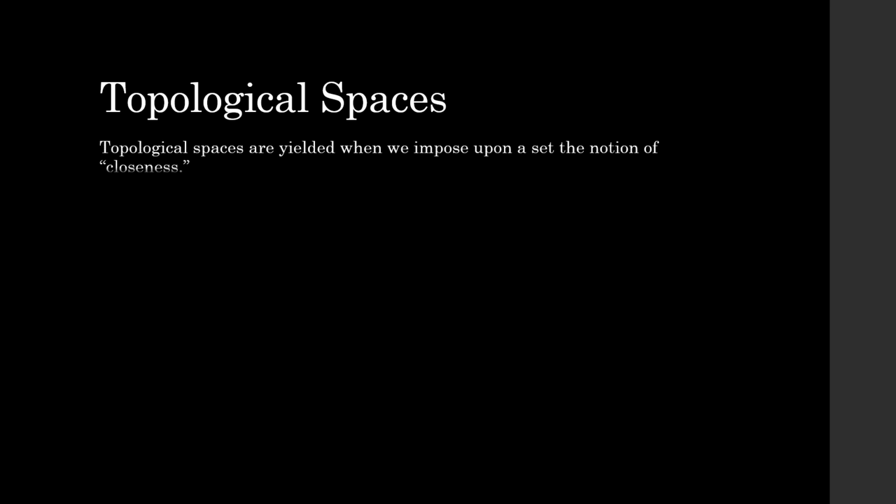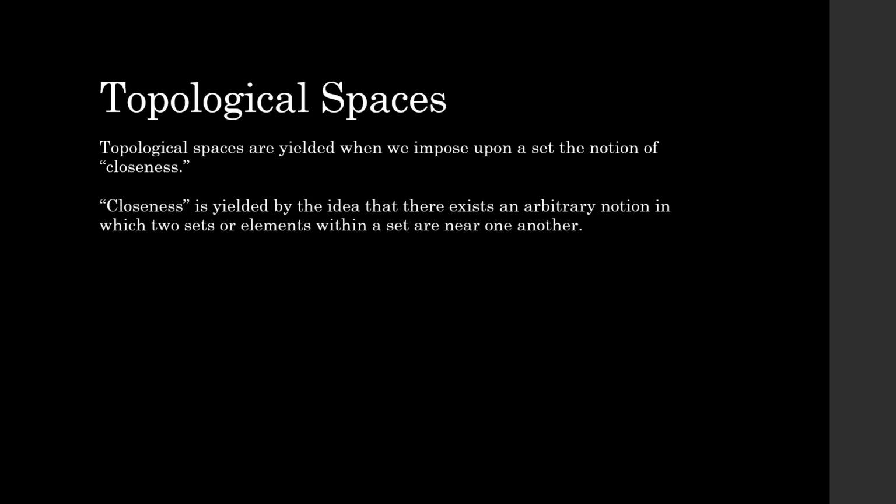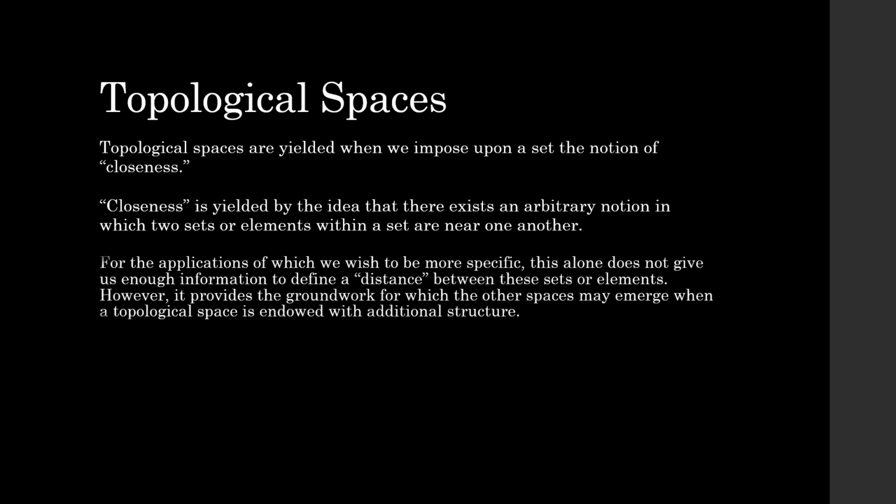So first, we'll cover topological spaces, since that's the most general space in our study. Topological spaces are yielded when we impose upon a set the notion of quote-unquote closeness. Closeness is yielded by the idea that there exists an arbitrary notion in which two sets or elements within a set are near one another. For the applications for which we wish to be more specific, such as in this series, this alone does not give us enough information to define a quote-unquote distance between these sets or elements. However, it provides the groundwork for which the other spaces may emerge when a topological space is endowed with additional structure.